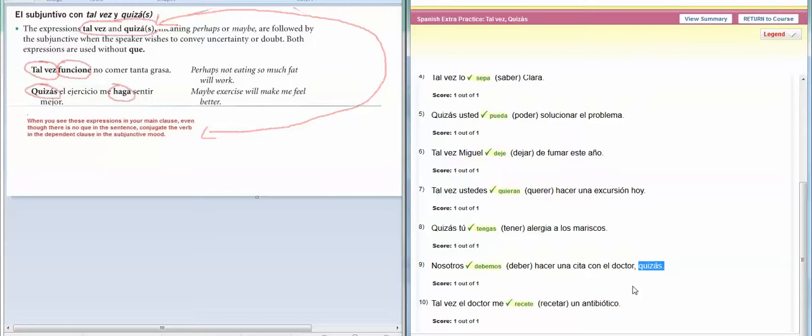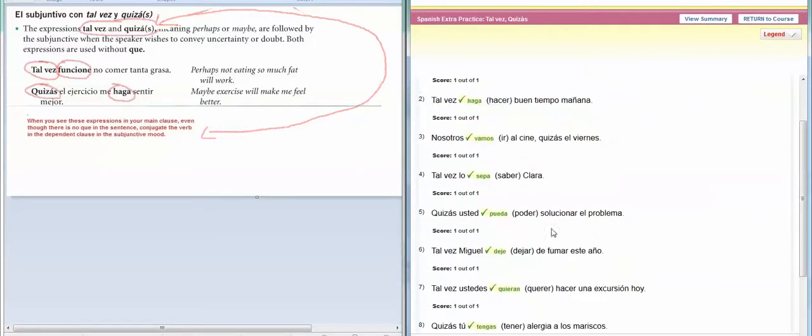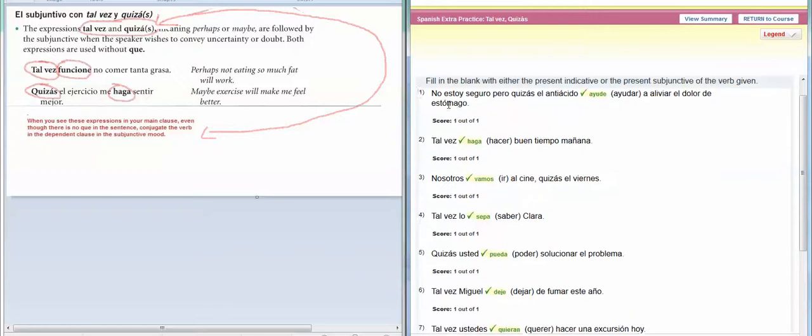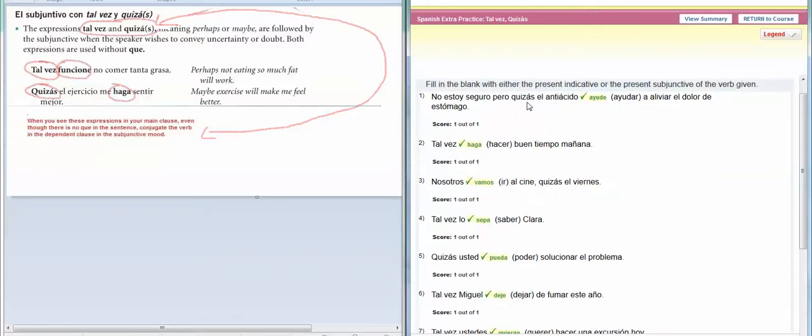If you've got a comma, that's separating it from your main sentence, and you do not use the subjunctive in that scenario. And I think there was another one. Yeah, nosotros vamos al cine quizás el viernes, because there's a comma, and then we've got the quizás. So like we're going to the movies, comma, perhaps on Friday. So in that scenario, you don't need to use the subjunctive, but all the other ones where it's before the verb, then you do.